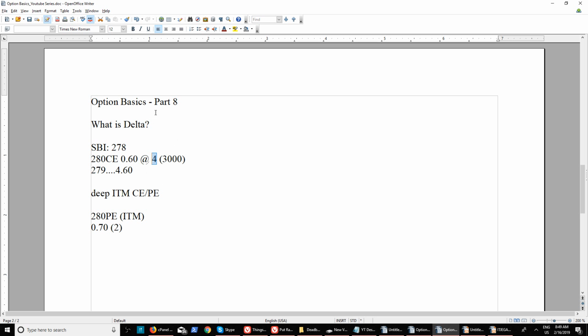So hope you enjoyed the delta numbers here. If the delta is 0.60, that means every time a stock moves in that direction, for a call, if it goes up, this 4 will go to 4.6 for every one unit movement. Again, it goes the same way to the opposite side too. So delta for call options is from 0 to 1.0, and for put options is 0 to minus 1.0. So hope that's clear for you.